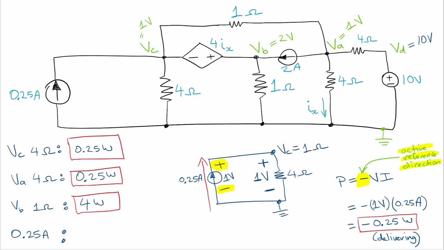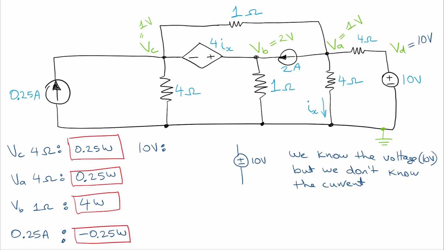Okay, so then we just plug in our values. We have the 1 volt for the voltage, and then 0.25 amps, and that gives us, when we calculate, minus 0.25 watts, okay? And this is delivering energy, okay? So it's supplying energy to the circuit, okay? And we know that because of the minus sign.